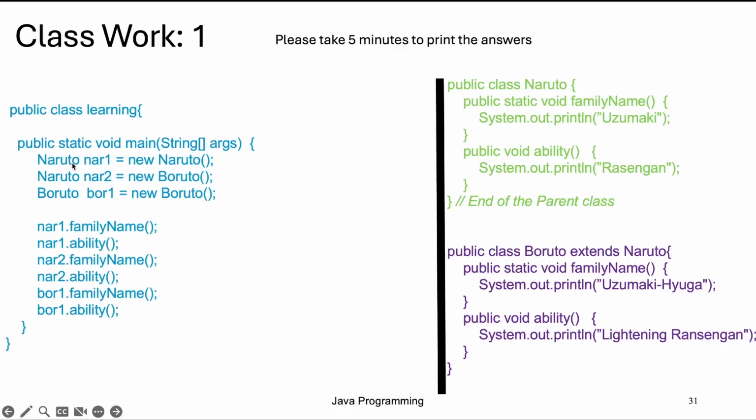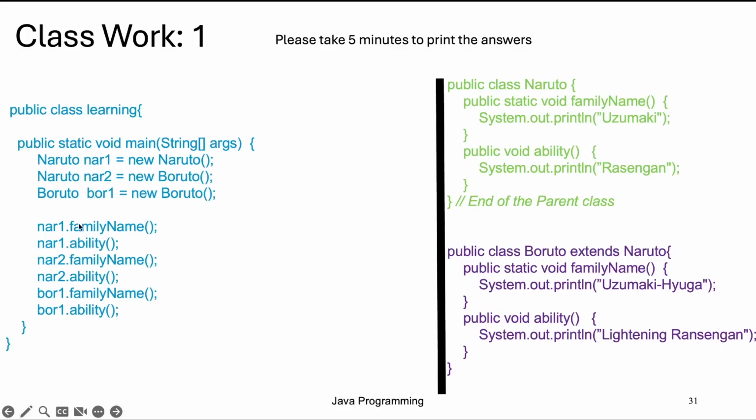First, we are creating a Naruto object for the class Naruto in the first line. In the second line, we are creating the object for Boruto and assigning it to the class Naruto. So this is a mixed one. The next one is we are creating the object for Boruto and assigning it to the Boruto object.